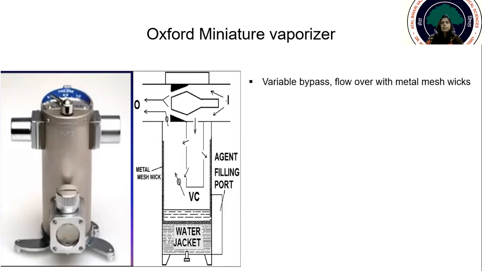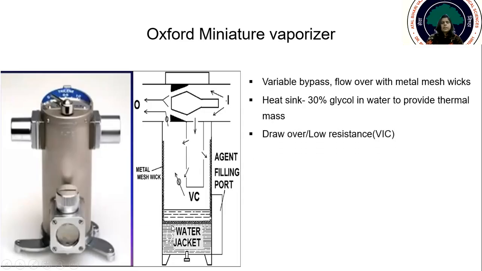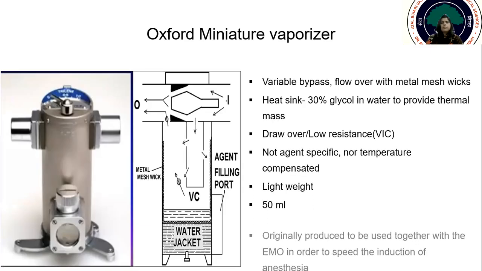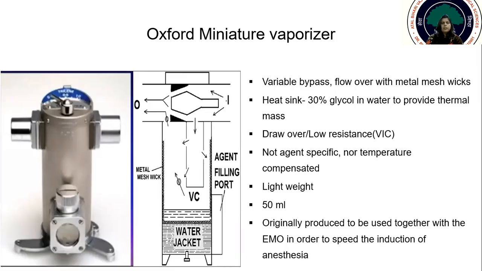Now coming to the Oxford miniature vaporizer. In a similar way, we'll say it's a variable bypass vaporizer, which is flow over type with metal mesh wicks here. And it has a heat sink which contains 30% glycol to provide a thermal mass. It is a drawover type of vaporizer with low resistance and can be used within the circuit as an inhaler. It is not agent specific and not temperature compensated. It is a lightweight vaporizer with a capacity of around 50 ml. Originally, it was produced to be used together with the EMO in order to speed the induction of anesthesia.